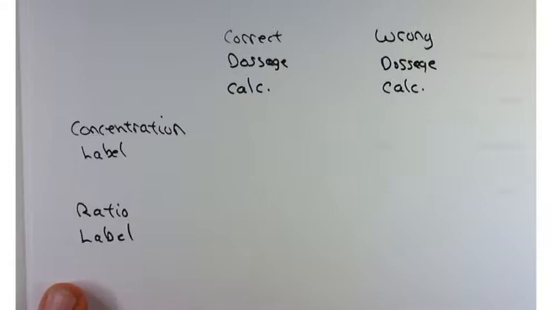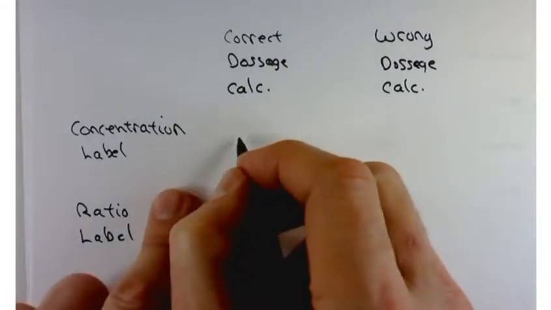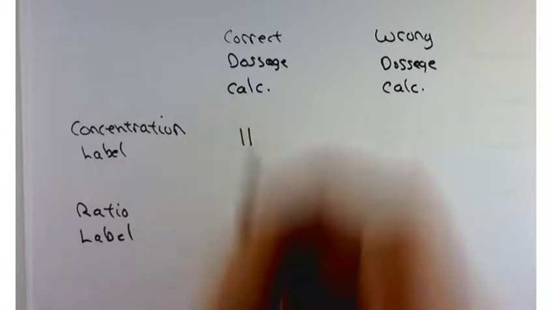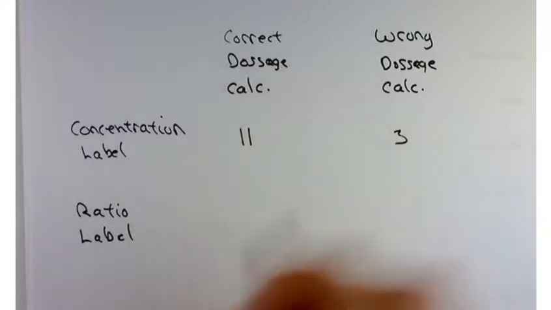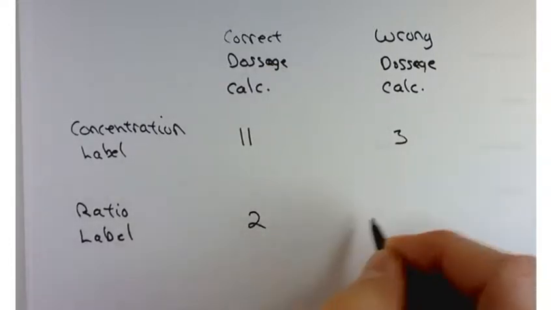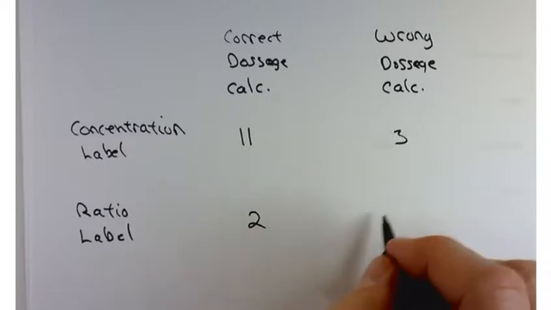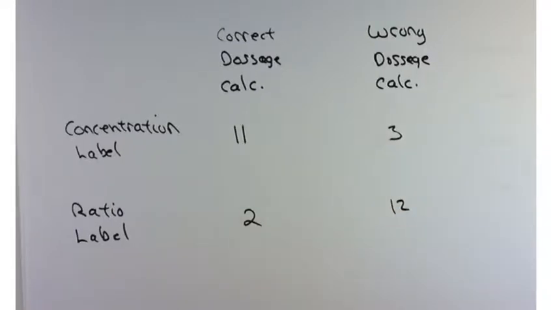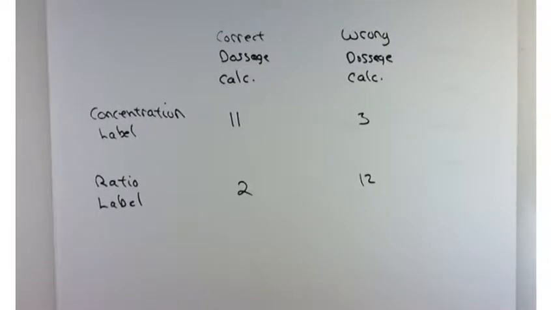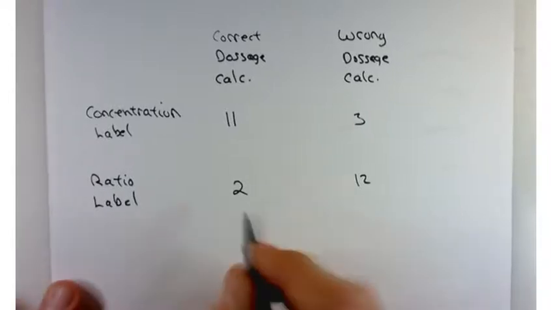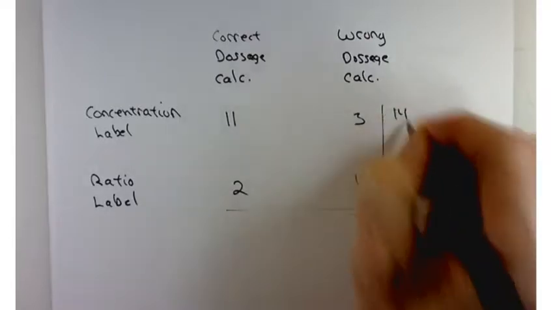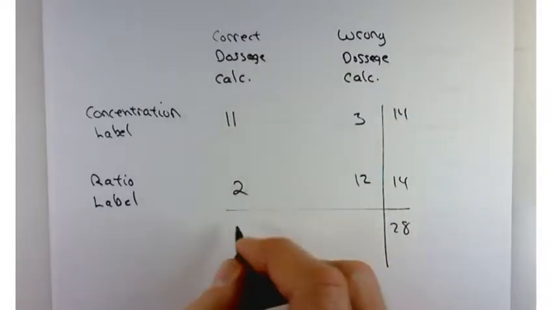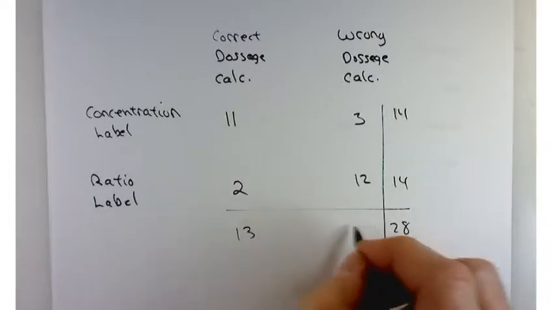So basically, how good are your physicians at a little bit of basic math? Well, with the concentration label, 11 people got it right and 3 got it wrong. With the ratio label, 2 got it right and 12 got it wrong. So I think I know what label I want on my doctor's medicine bottles. But maybe that's up to the pharmacist, not sure. Let's see, there's 14 here, 14 here, and 28 here, 13 and 15.